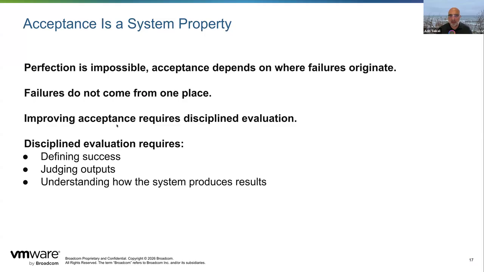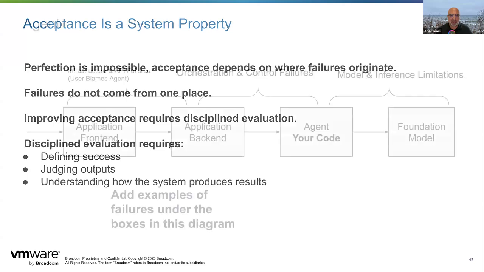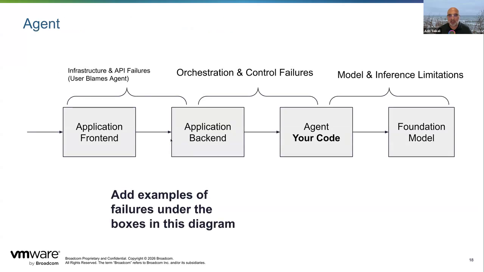And the failures that lower the acceptance rate can come from many different places. You have to figure out how to define success for the agent, how to judge the outputs, and understand how the system produces the results. So, with that said, here's a really quick explanation of where these things fail.